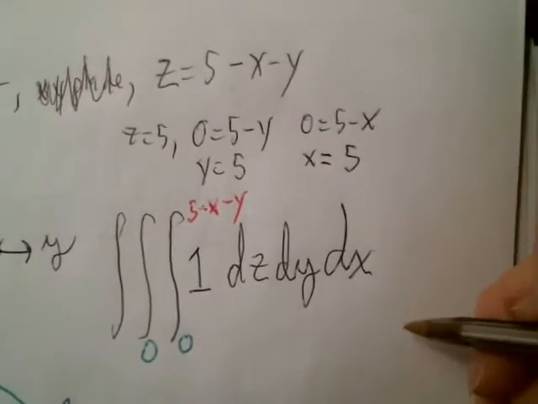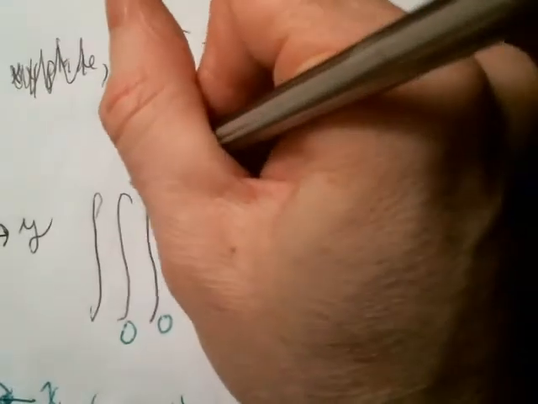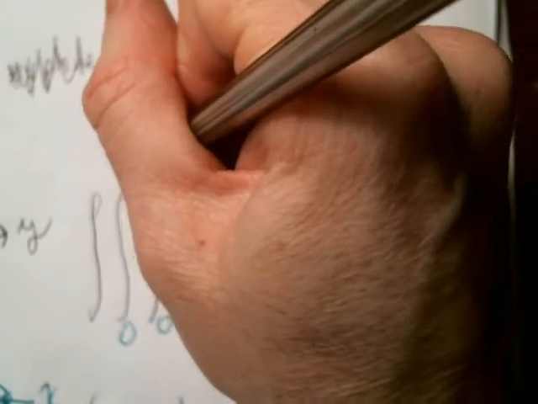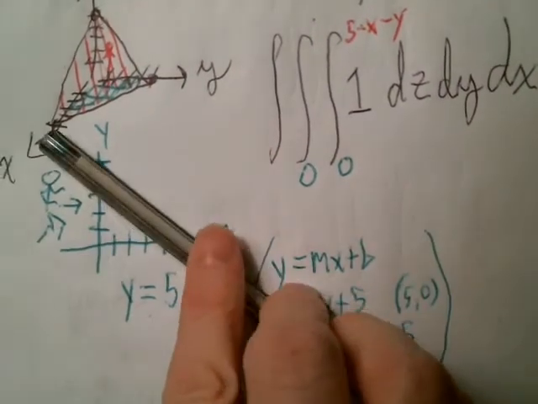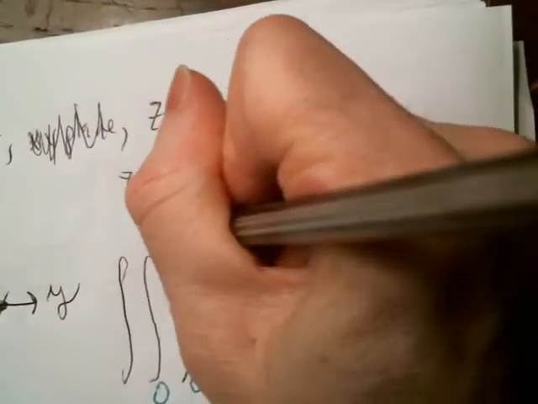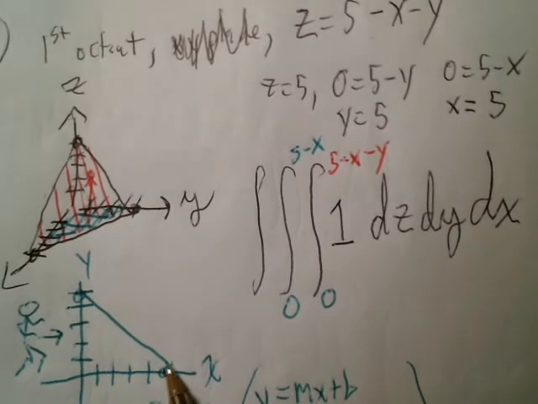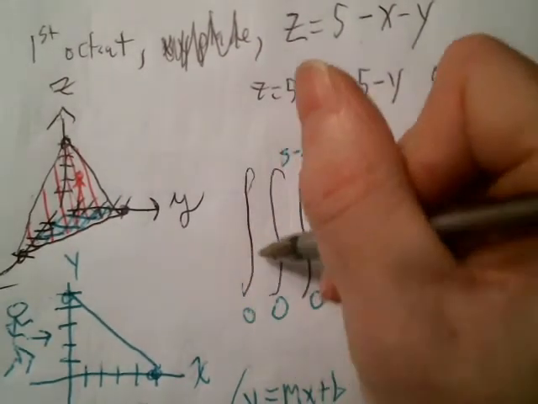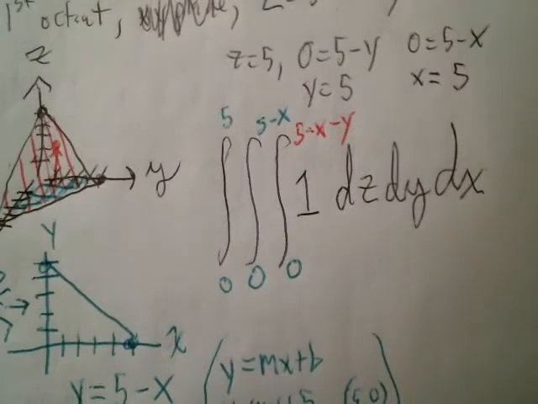Okay, so the top bound here will just be y equals 0 to this line, y equals 5 minus x. And then finally, the running man is going from 0 to 5 on the x-axis. Okay, and that's the setup, and then you would just integrate that triple integral.